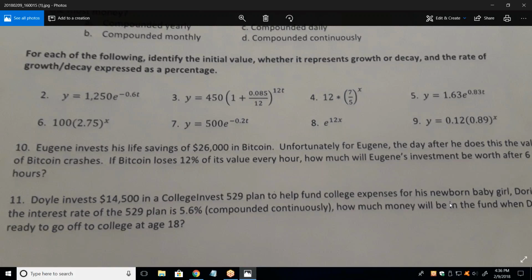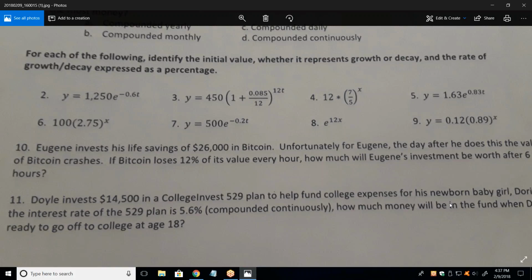Number 6. Growth or decay? If this number right here, 2.75, is greater than 1, it's growth. Less than 1, it's decay. Okay? That's growth. What's the rate of growth? Remember, you've got to subtract 1 from that number in the parentheses. So you're looking at 1.75. What percent is 1.75? 175%? Correct. That could be like bacteria in a petri dish that would be growing really, really fast.